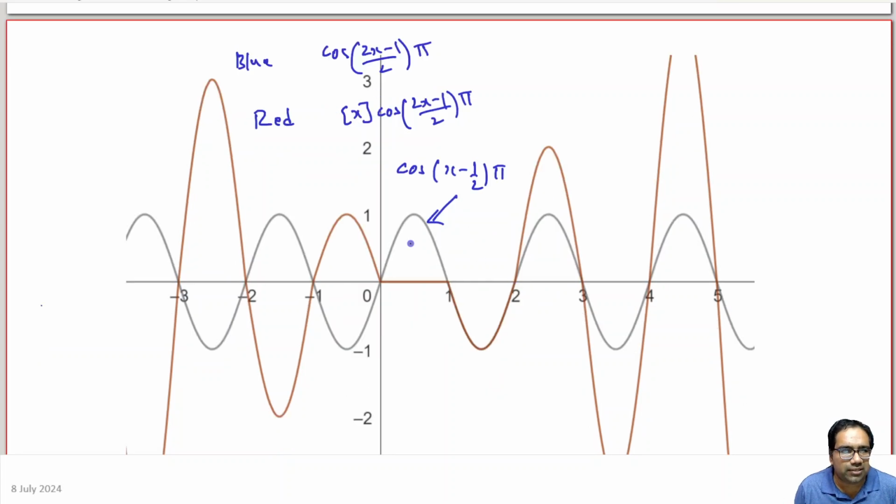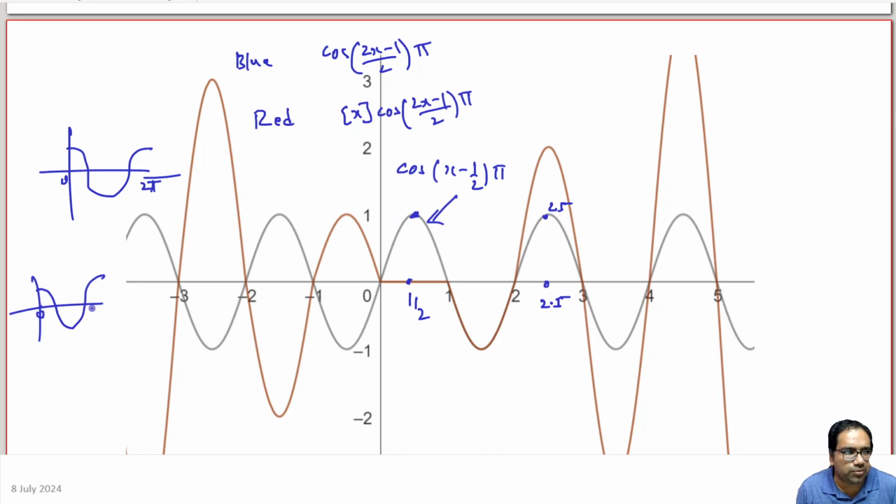What does that mean? The important thing that we have to notice is this one. This graph is finishing, this is half and this is 2.5. So, the cos is finishing its cycle between half and 2.5. Otherwise, cos originally finishes its cycle between 0 and 2 pi. But cos pi x will finish between 0 and 2. And cos of pi times x minus half is finishing between half and 2.5. What does it mean? Between 0 and 2, it will be like a sine curve. Okay.